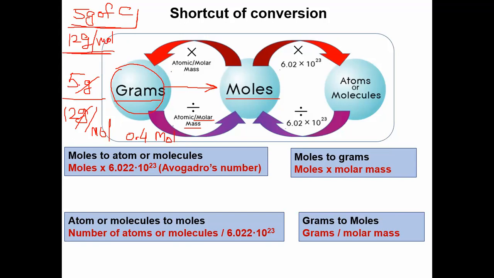So if you divide 5 grams by 12 grams per mole, grams and grams are cancelled, right? And the only thing you are left with is mole. So it means that you divide 5 by 12, it's about 0.4 moles. So this is the amount in moles of 5 grams of carbon.